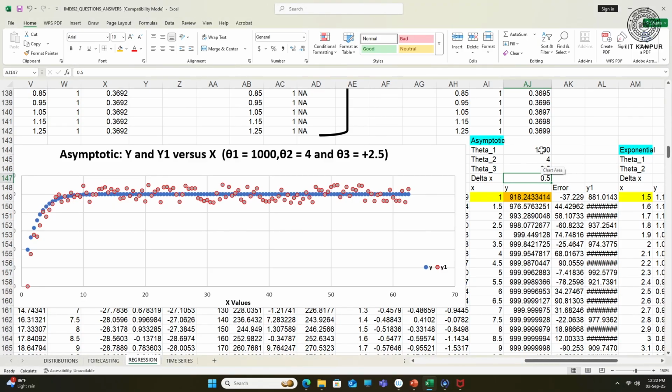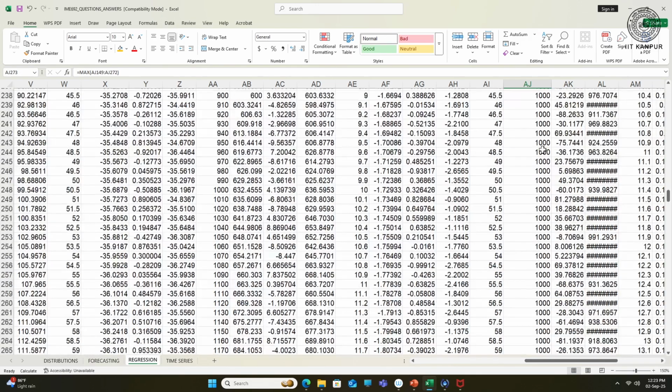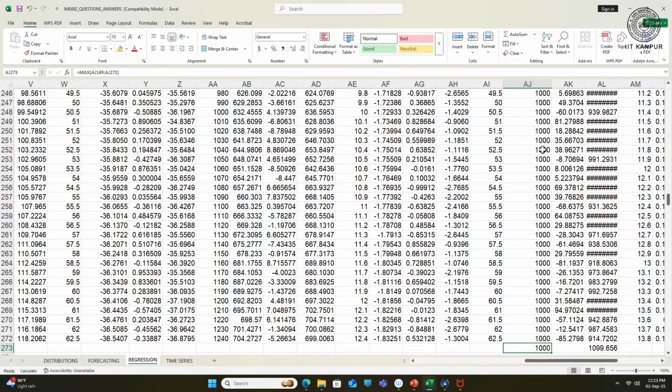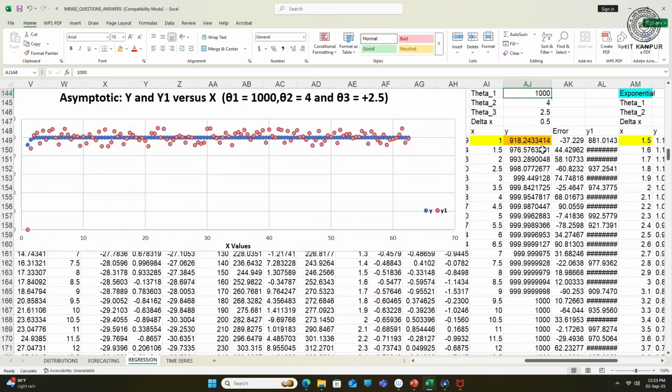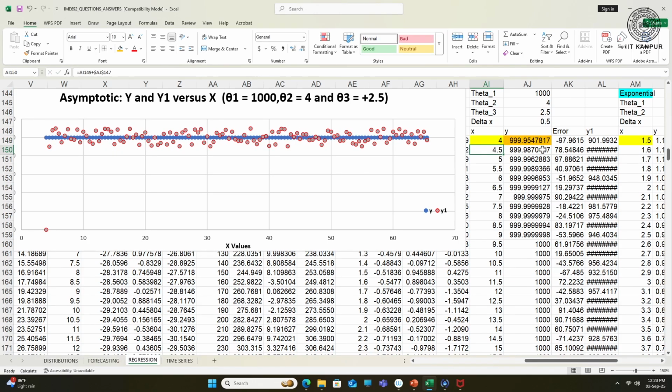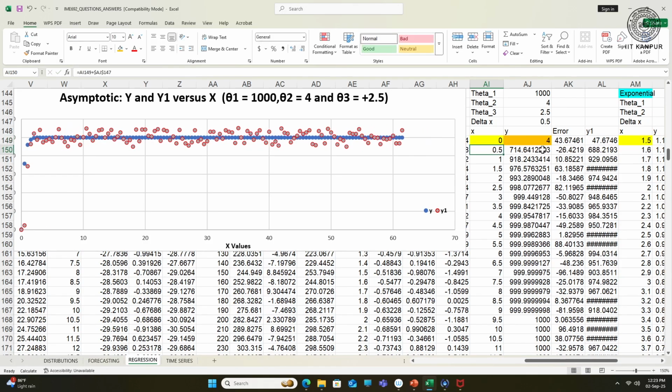Also, let us check this 1000 value, is it the maximum value of y as x tends to infinity? Yes, it is matching. So, we are good. If I check x as 0, does it match theta 2 which is 4? Wait. Oh, it should be 0. Yes, it matches. So, for 4 we are double confirmed that all the simulation runs are perfect.